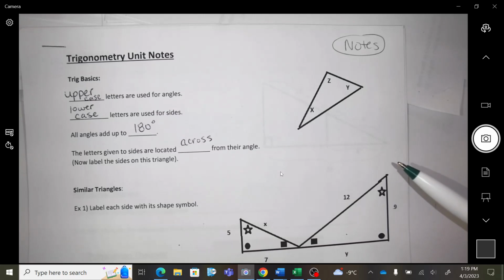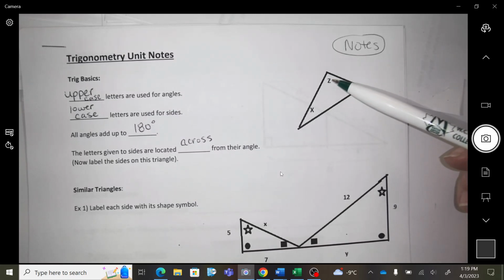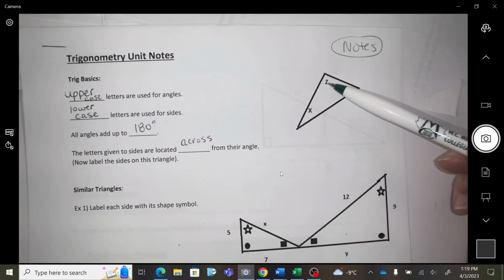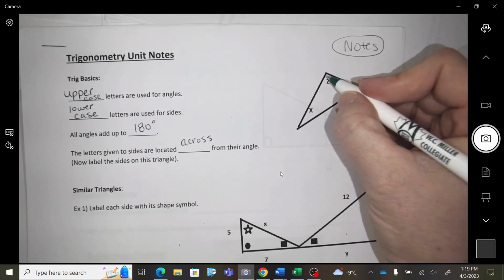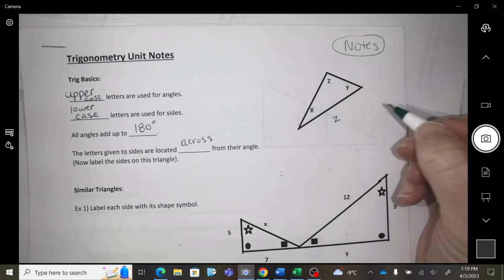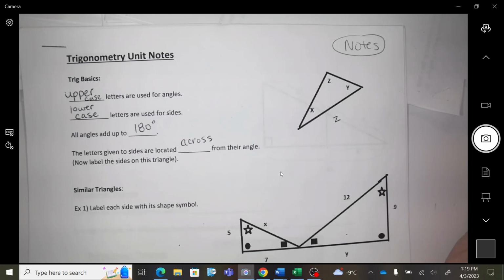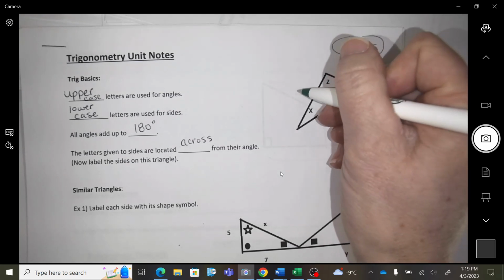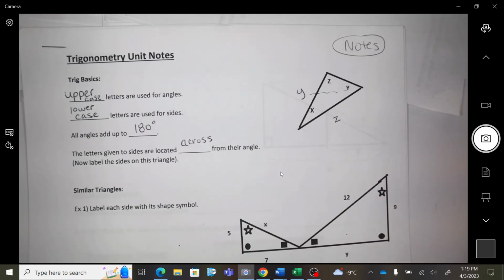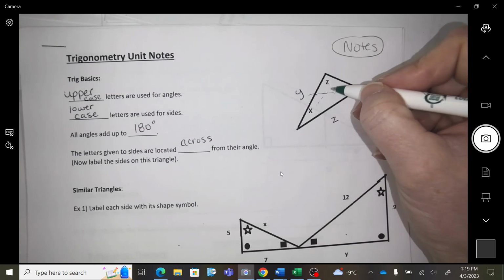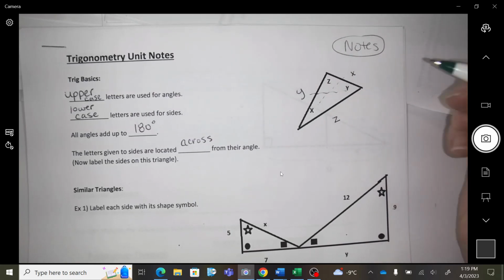So label the triangle beside here. If this is angle Z, side Z is across from angle Z. So where is side Y? Across from angle Y. And side X is across from angle X.